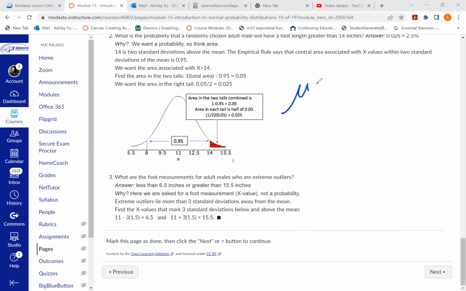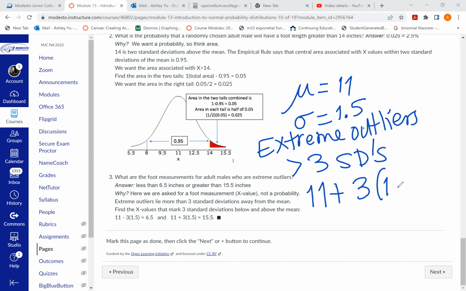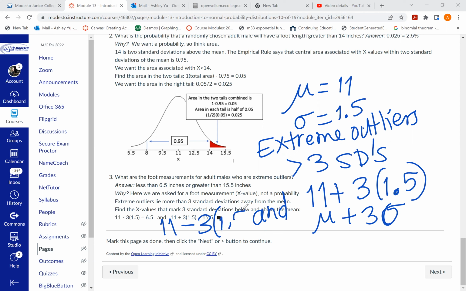So they said the mean, or mu, was 11 for foot measurement, and the standard deviation was 1.5. They said extreme outliers are greater than 3 standard deviations away. So I just have to take 11 and add 3 times sigma. This represents mu plus 3 times sigma. That's for people that are outliers with foot measurements way large, but what about those with foot measurements way small? It'll be the mean, mu, 11, minus 3 times the standard deviation. So I need to make these two calculations: mu minus 3 times sigma.